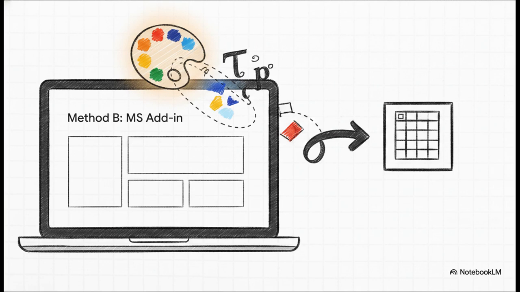Okay, method B is the Microsoft 365 add-in. Now, this one lives directly inside your PowerPoint home ribbon, and it does require a paid plan, like Pro, Team, or Enterprise. But here is its absolute core advantage. Before it generates anything, it reads your open corporate template. It registers your slide master, your specific fonts, and your brand's exact color palette.